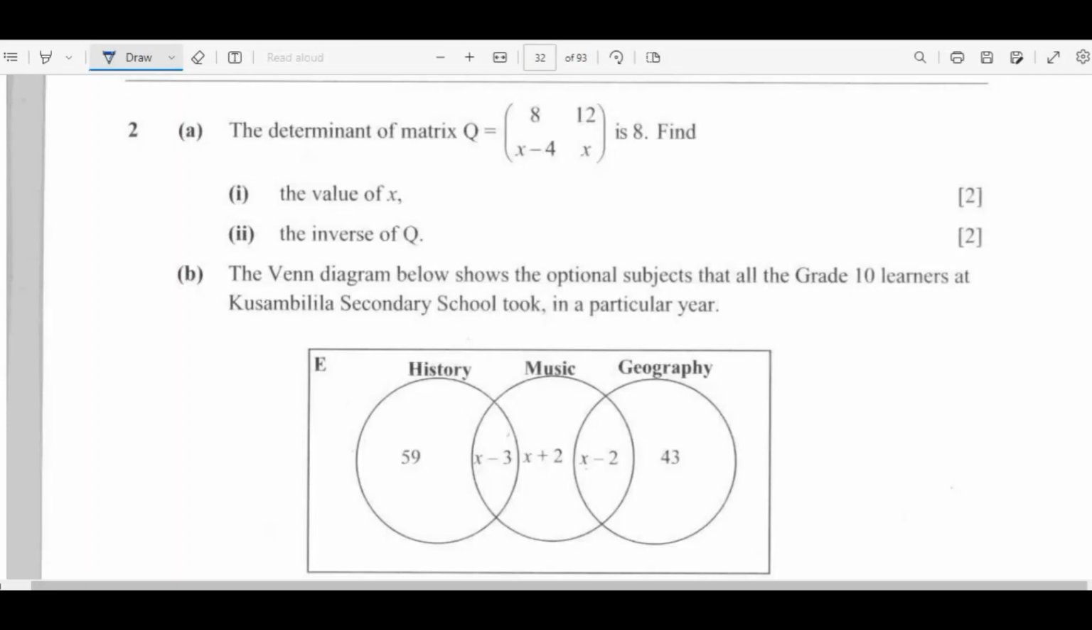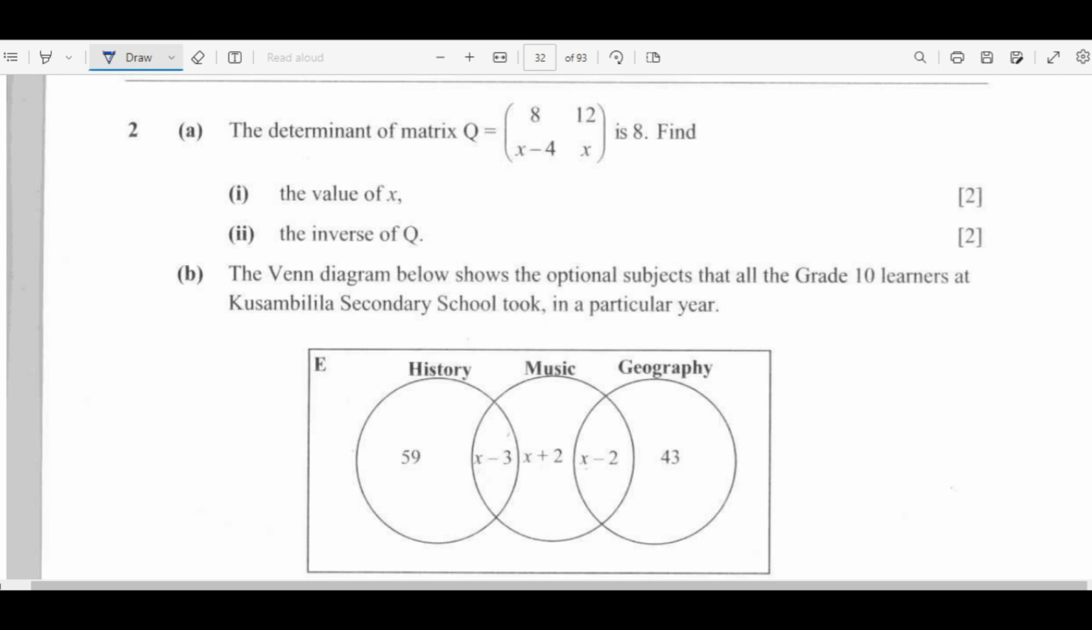Welcome, folks. Before us, we have two questions, one from the matrices and the other one from the Venn diagram under the set. So let's deal with question 2a. The determinant of matrix Q is of these elements, and the determinant is 8. Now, find the value of x.